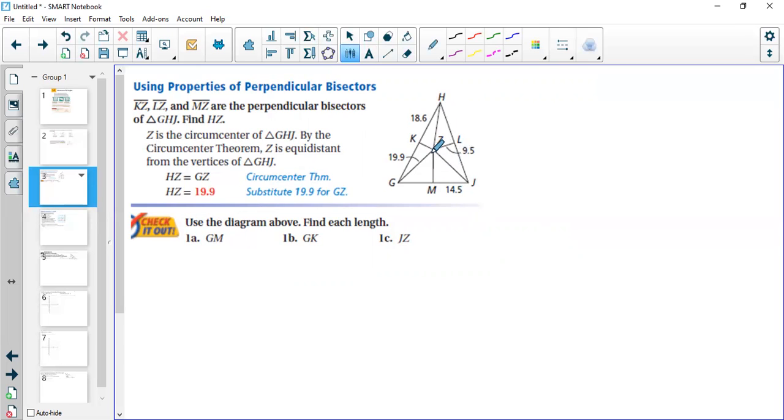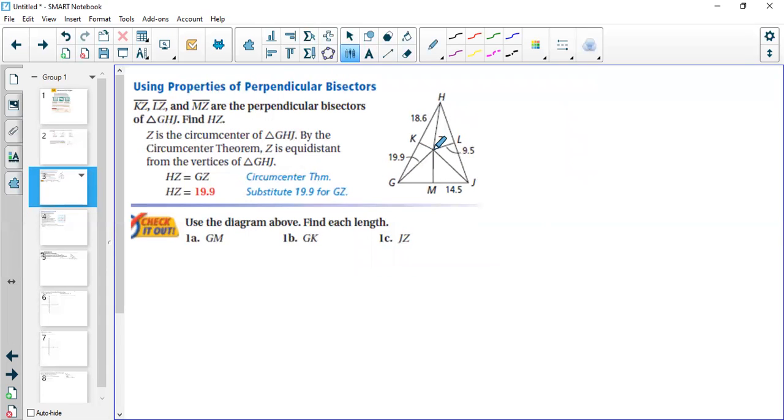In the same way, MZ is the line which divides GJ into two parts. So if MJ is 14.5, MG is also going to be 14.5. So the question here is to find HZ. They want you to find this length right here.